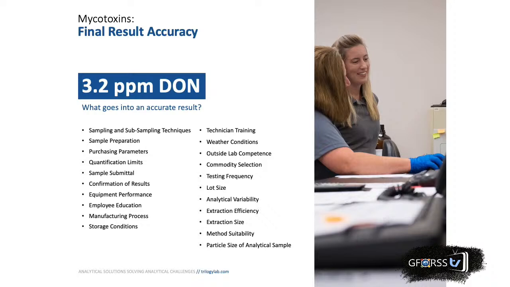A lot of times, a method that works well on wheat won't work well on, say, something like spices. And what about the particle size of your analytical sample? Remember, smaller grind size is going to give you more particles. Confirmation of sample results. It's always a good idea to take a certain number of results and confirm them to make sure that you can repeat that result.